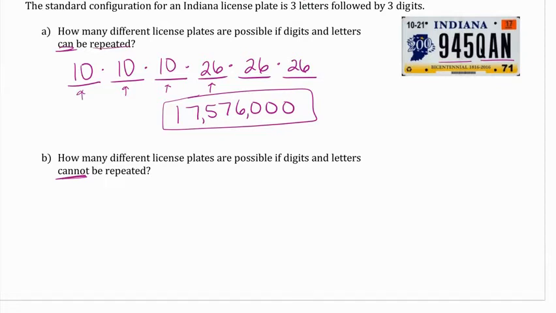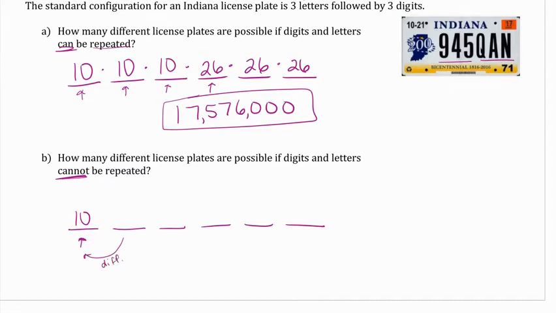Okay, so now I have my same 6 spaces, but this time I can't repeat. So for my first digit here, I've got 10 possible digits, 0 through 9. But then when I go to pick my next number on my license plate, it can't be the same as that number. It has to be different, right?